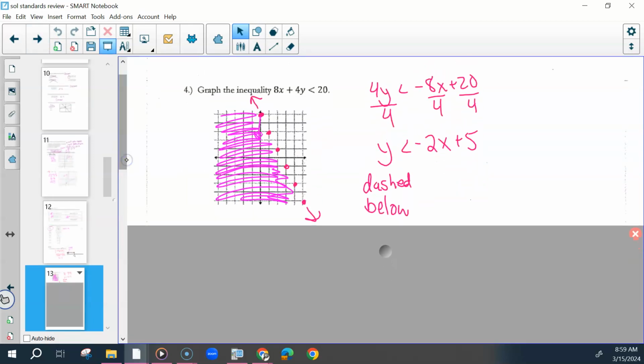This one you had to graph. If you were using Desmos, it would have graphed it for you, and that would have been a dashed line with a slope of -2, y-intercept of 5, shaded below. If you solved it, you would have got y is less than 2x plus 5 with the same things.